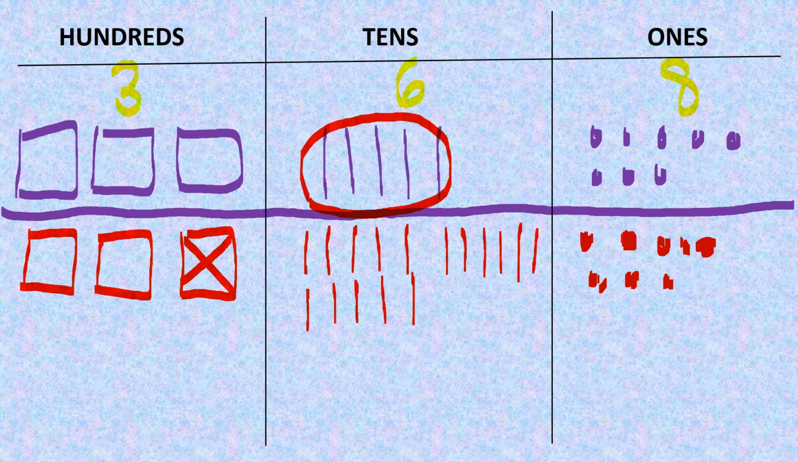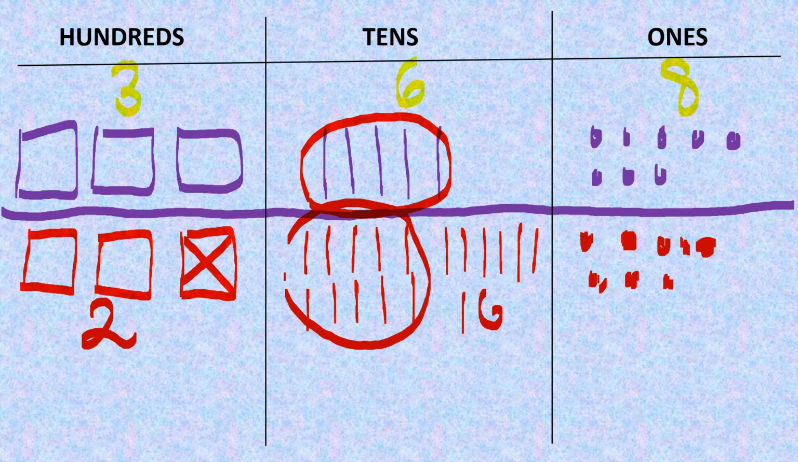Now we have 2 hundreds. We have 10 plus 6 tens here, so we have 16 tens, and we have 8 ones. Do I still have 368? Well, I haven't taken anything away, so I do still have 368. We can see that 2 hundreds plus 10 tens, that would be another 100, so that makes 300, and then I still have 60 and 8. Let's try a different way.